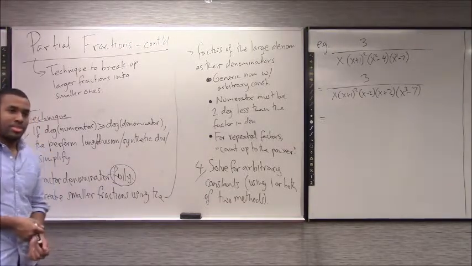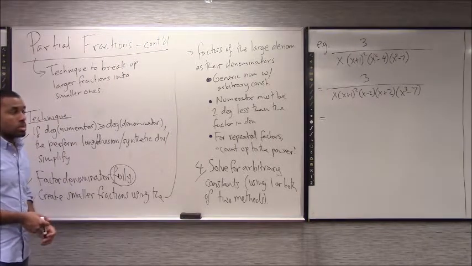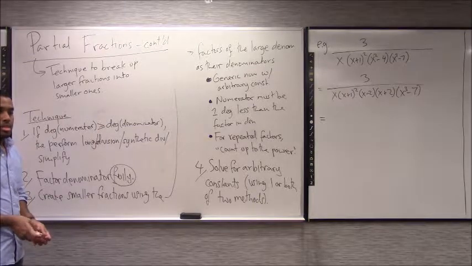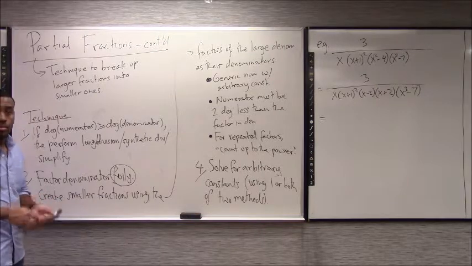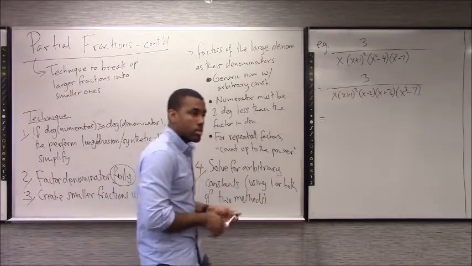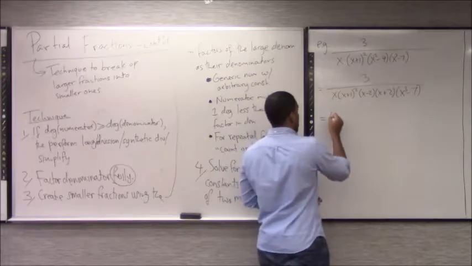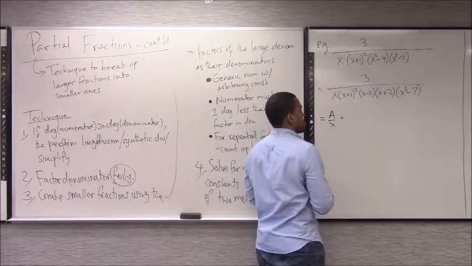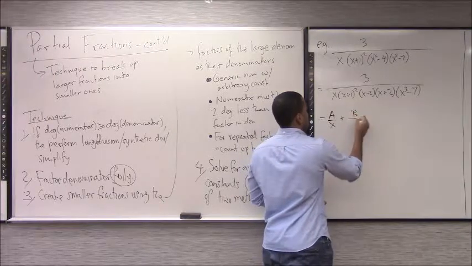Are you guys still copying? What would the pieces be? How would I break up this fraction? A over x. Okay, so start with A over x, plus B over x plus 1 squared.